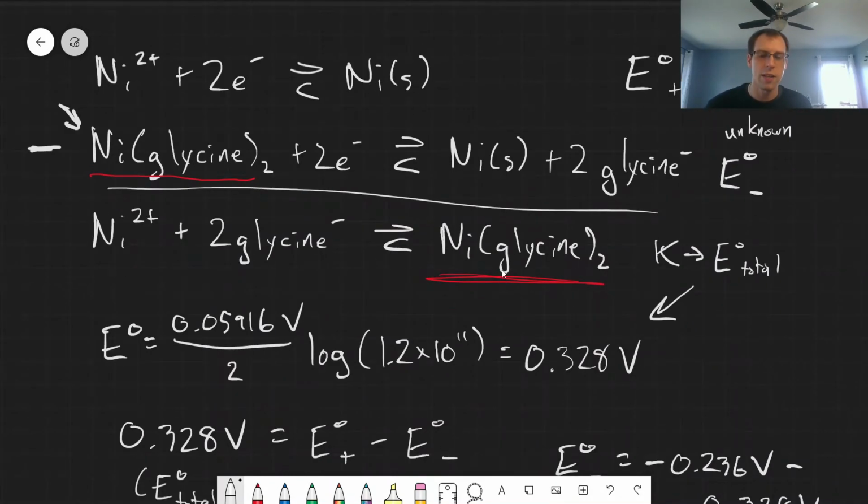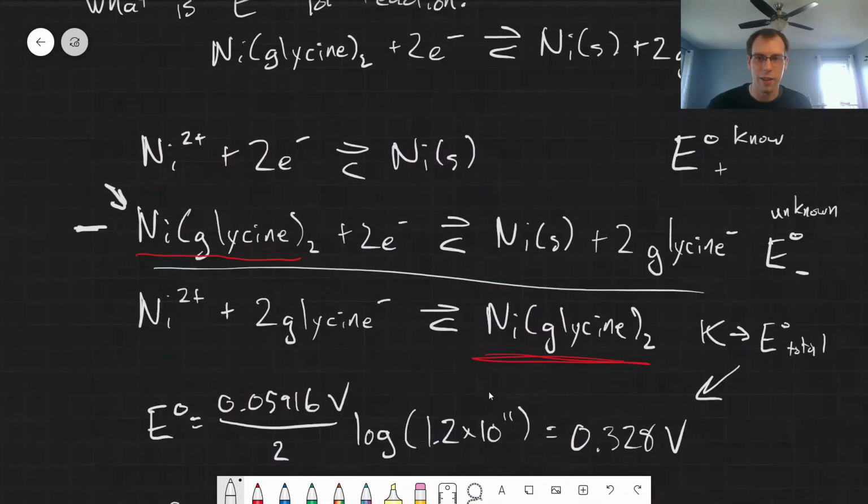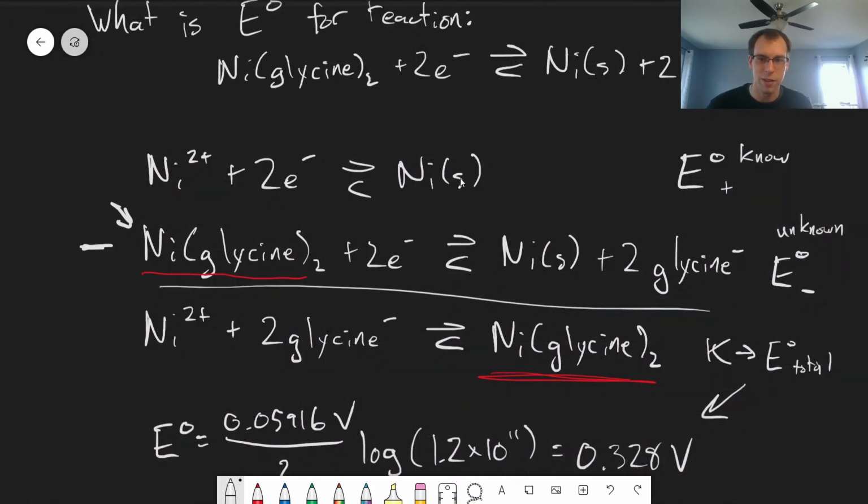Okay, so this is an example of how we can use these bits of information to find things about new reactions. This is a little bit like with thermodynamics when we have, say, delta H values and things like that. But now we can do this with standard potentials, and we can use known values like the reduction of nickel. That's a very common reaction and something you can easily look up in a standard reduction potential table to be able to address a question like this.